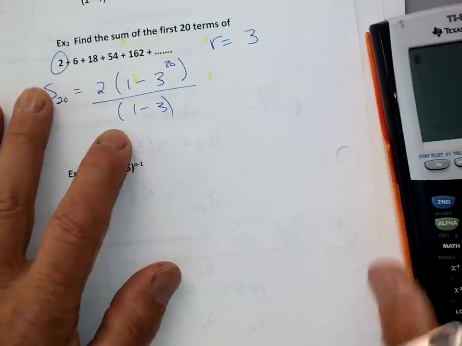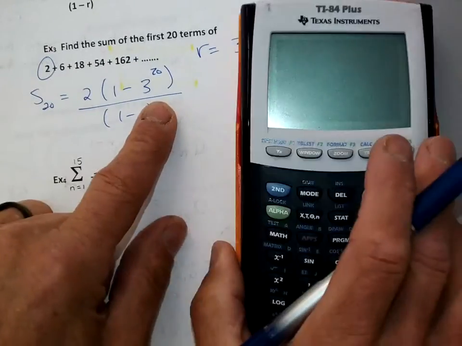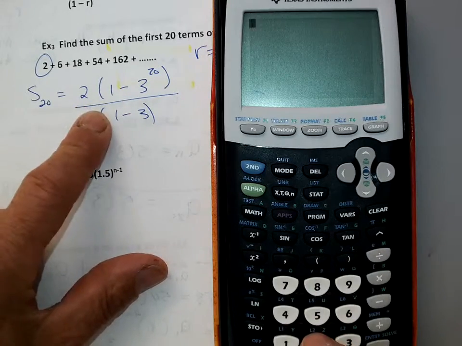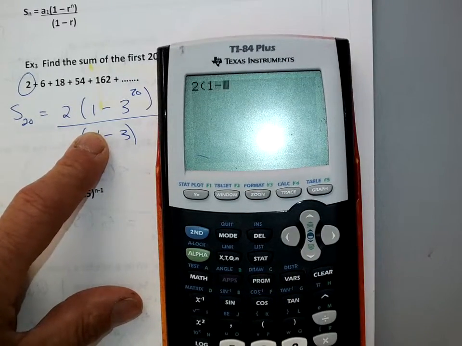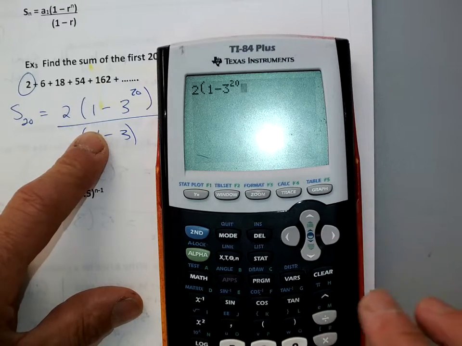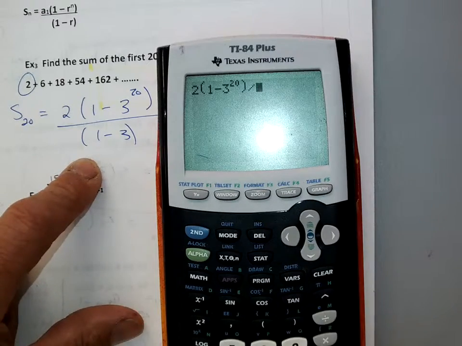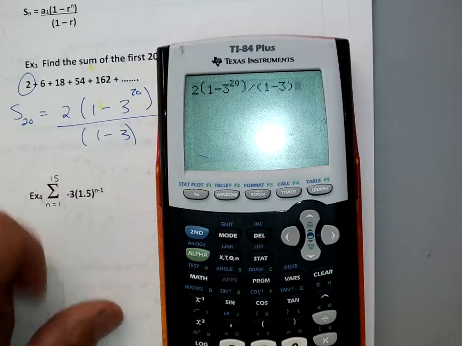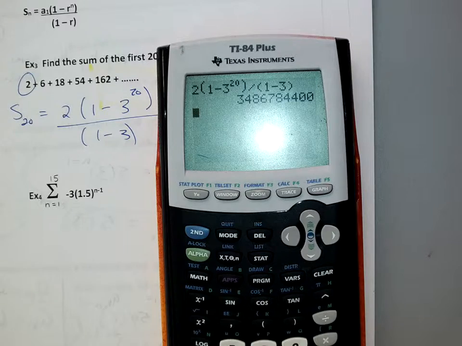So step by step, what you could do is automatically make that a -2, but you've got to be careful. I'm going to go 2, parentheses, 1 subtract 3 to the 20th power, close your parentheses, divided by parentheses 1 minus 3. Enter. And that would be the sum of adding all those terms.